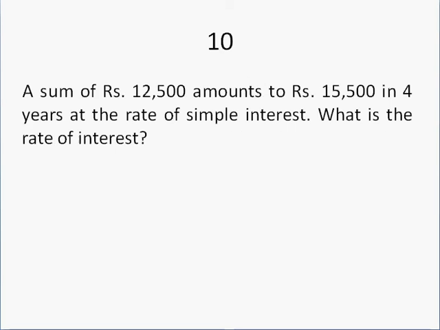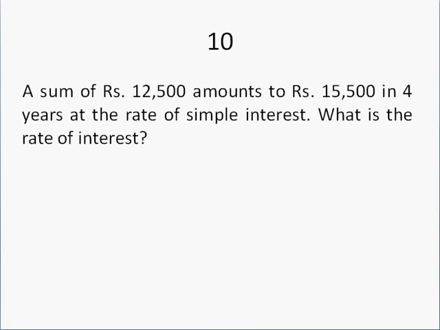Now if we look at question number 10, it says a sum of rupees 12,500 amounts to rupees 15,500 in 4 years at the rate of simple interest. What is the rate of interest? All data is given. Sum of rupees 12,500 means 12,500 is the principal, and amounts to 15,500 means the total amount that you're getting after 4 years. So you can easily calculate the simple interest.